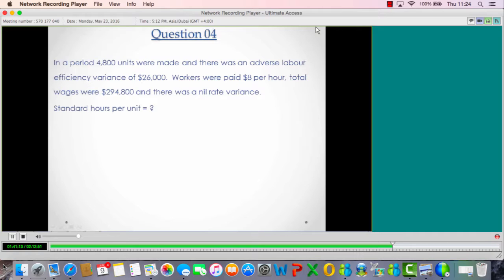This is how you catch. Everyone, is it clear for you? Shekha, Noor, Shreda, is it clear? Yeah. No nil rate variance means my standard and my actual labor rate paid per hour is the same, right? That is $8 per hour, right? Okay, now efficiency variance is based on the actual unit into the standard hours minus the actual hours, right?